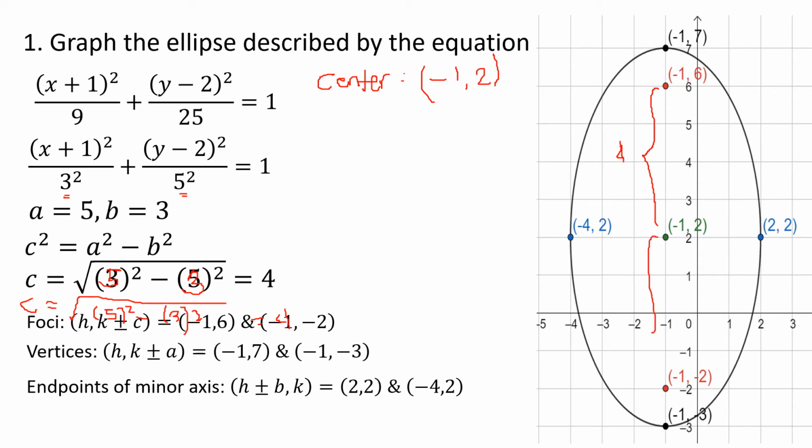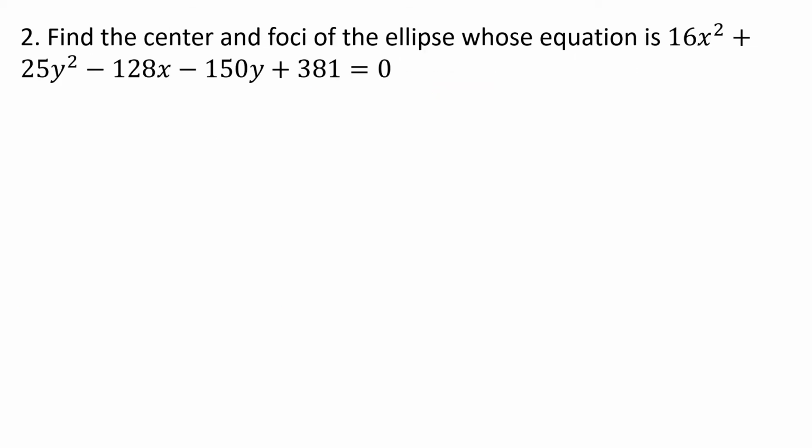So the distance from here is 4. Next example: find the center and the foci of the ellipse whose equation is 16x squared plus 25y squared minus 128x minus 150y plus 381 equals 0. So we need to change this into its vertex form so that it is easy for us to graph the ellipse. We change this into its vertex form by using the completing the square method.